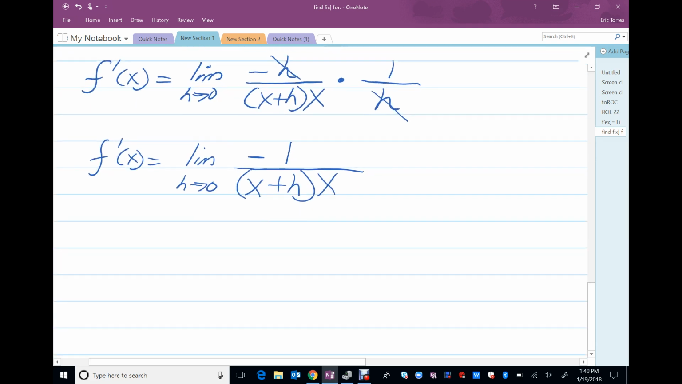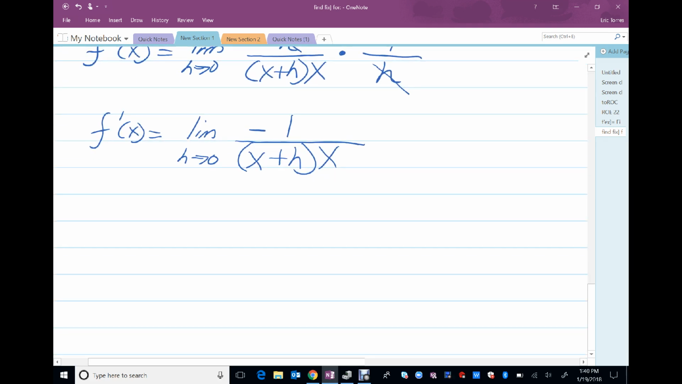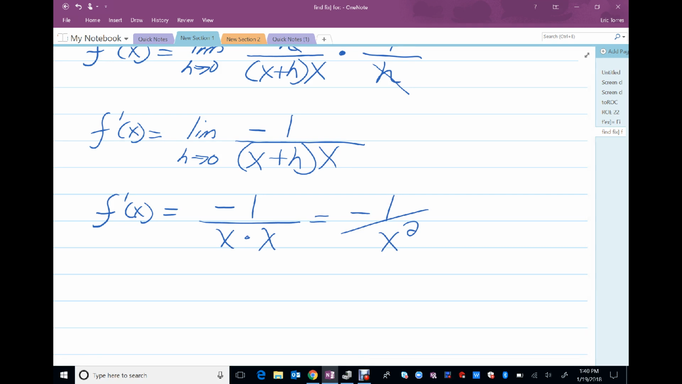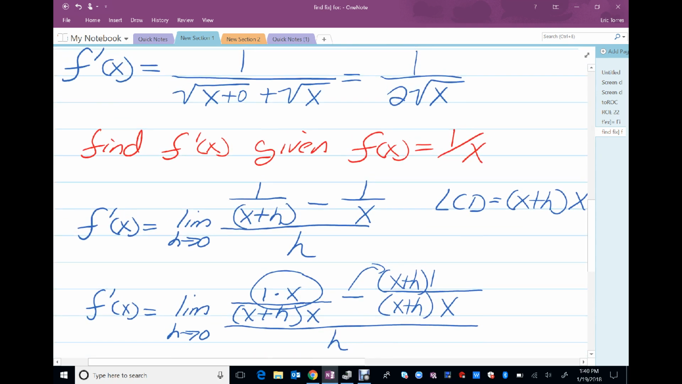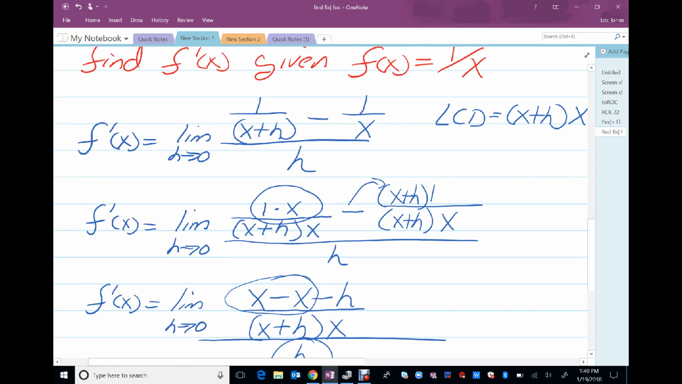Now I have an object where I can use direct substitution by plugging in 0 for the h to get my limit. And I end up with negative 1 over, when I plug in 0 for h, x plus 0 is x, times x, which is simply negative 1 over x squared, is the derivative of 1 over x. So again, limit definition, simplifying this step by step on this object.